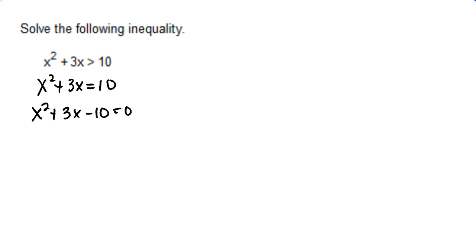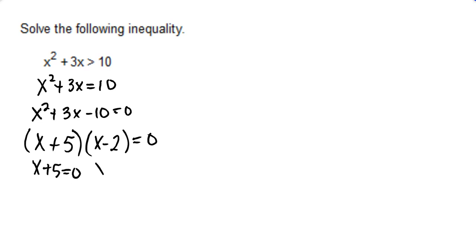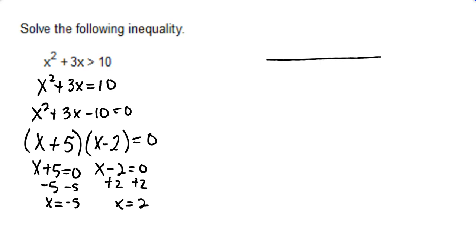So I have x squared plus 3x minus 10. We can factor this into (x )(x ). 5 times 2 is 10, a plus on the 5, a minus on the 2. I can set each factor equal to 0 using the zero product property and get x equals negative 5 and x equals 2. I'm going to take those values and put them on the number line. I'm going to mark them out in order, negative 5 and 2.